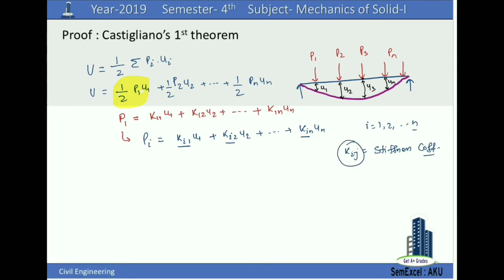Now what is this Kij? Let's say we have a beam and we have 2 points I and J.